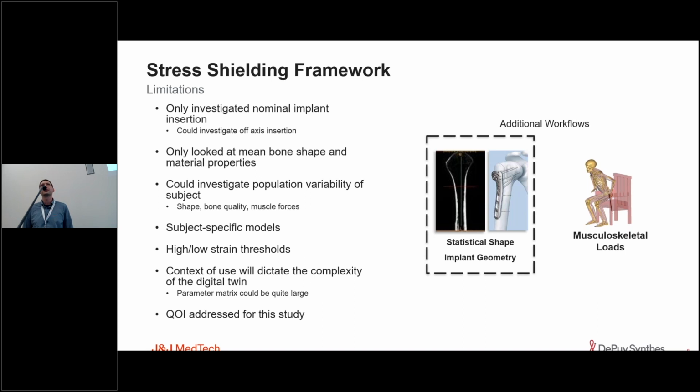Strain above a certain threshold obviously is not good either. There's a sweet spot of strains you're trying to target. Again, the context of use is going to dictate the complexity of your modeling approach, and that parameter matrix could be quite large, so you want to limit that where possible.